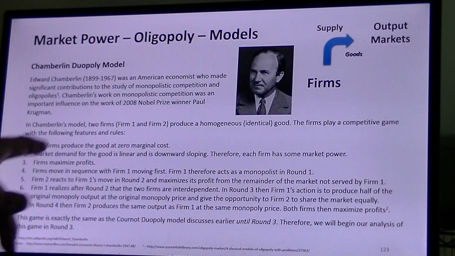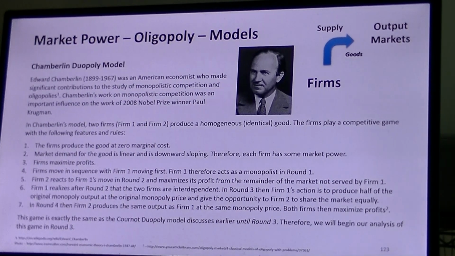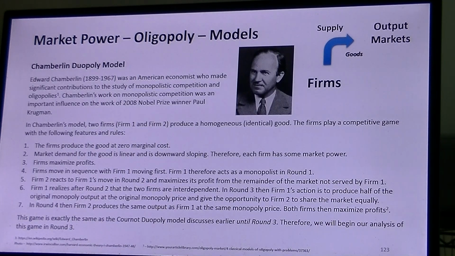I just want to say a little bit about him. He was an American economist who made significant contributions in the study of monopolistic competition. It is interesting to note that his work on monopolistic competition was an important influence on the work of the 2008 Nobel Prize winner Paul Krugman.